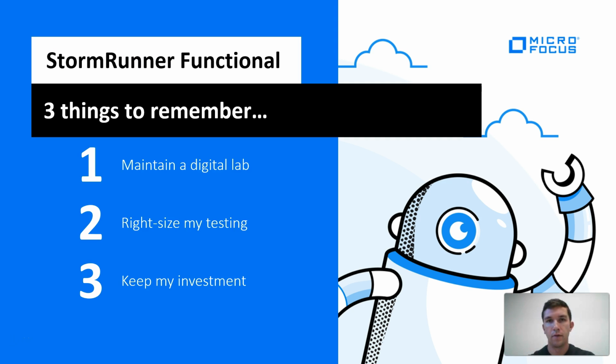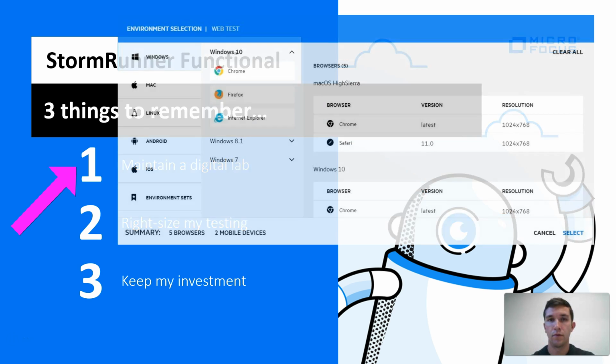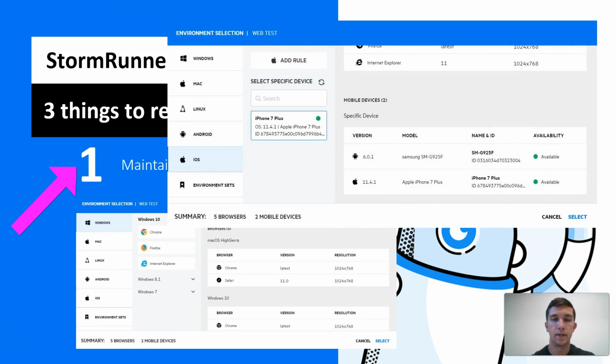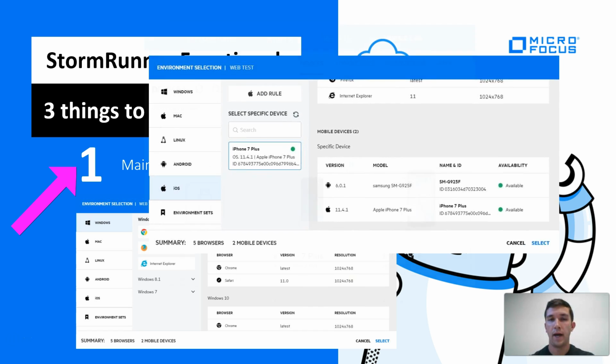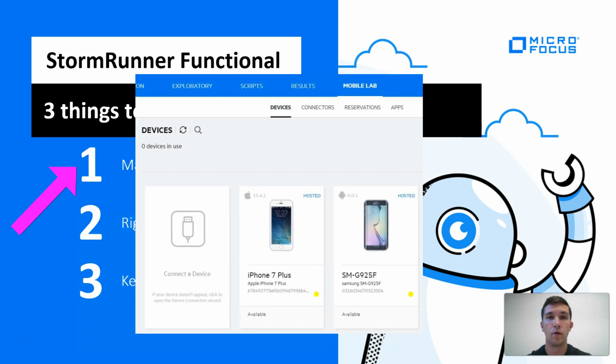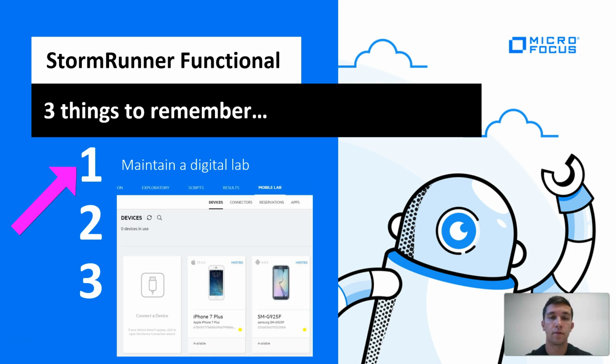What I want you to be able to take away from this is at least 3 things of exactly what StormRunner Functional is. First of all, it's the ability for us to maintain a digital lab for you, so you don't have an on-prem test lab environment that you have to execute your test on. You don't have to worry about maintaining those operating systems, installing those operating systems, the browsers, the browser versions, the beta versions, the patches, securities, X, Y, and Z. That's the number 1 thing that I want you to be able to remember exactly what StormRunner Functional does for you as the user and as a company.